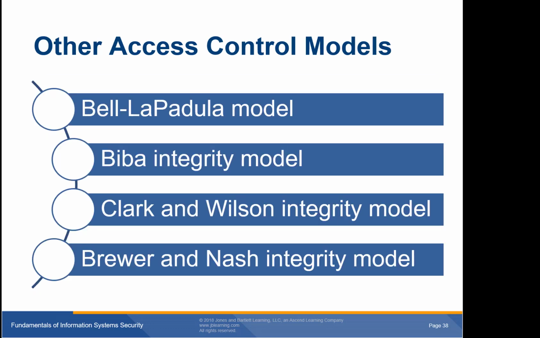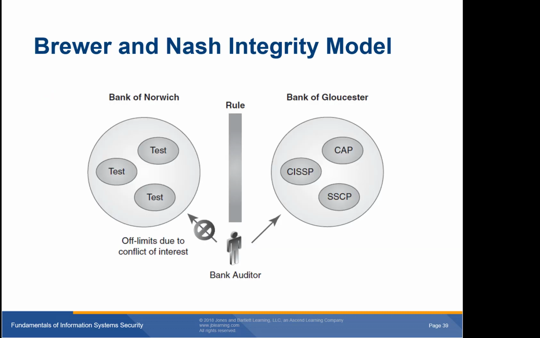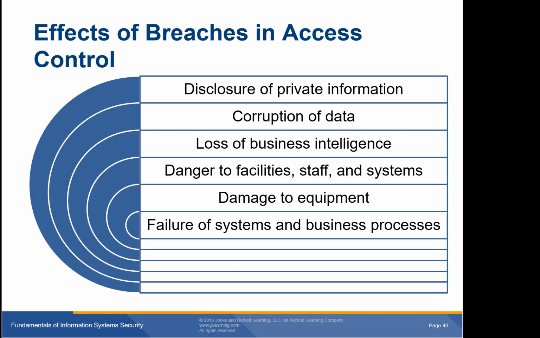Other access control methods that I won't cover here are in your book, which are Bell-LaPadula, Biba Integrity Model, Clark-Wilson, and Brewer-Nash. Again, these will be covered in your book, so read up on these inside the text, page 165, 166. Let's look at the effects of breaches in access control.